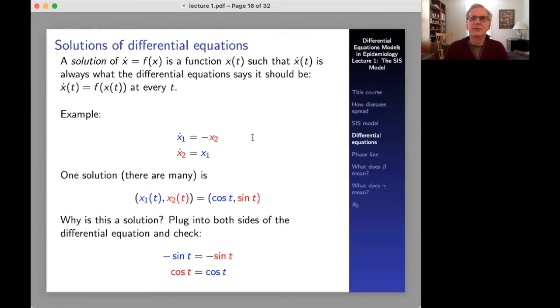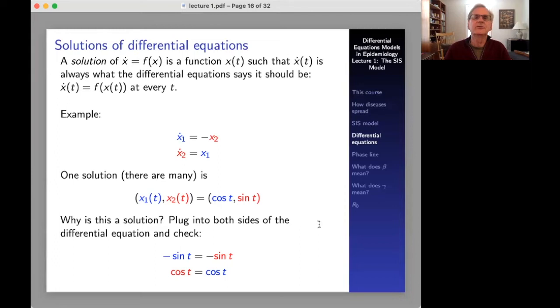So let's give an example, which will relate to that earlier curve that we just drew a picture of. Our differential equation will be x1 dot equals minus x2, x2 dot equals x1. This is in the plane, a system of two differential equations. I'm not going to tell you how to find solutions. You may know. I'll just tell you one solution. One solution, there are many, is the curve we were looking at before: x1 of t, x2 of t is cosine t, sine t.